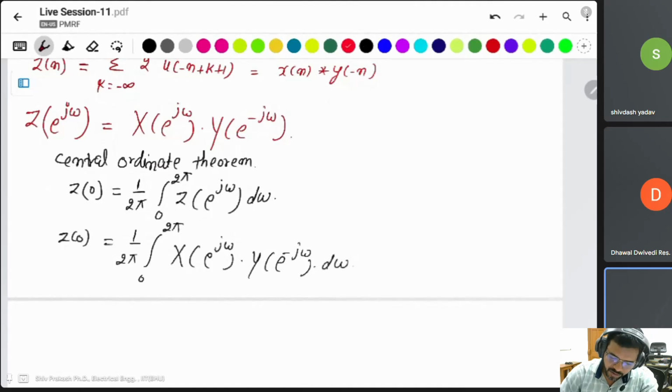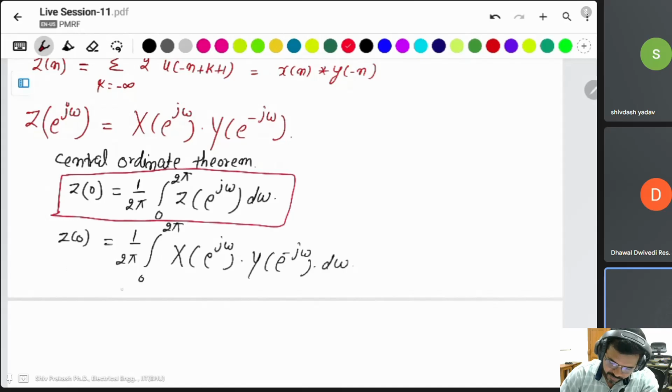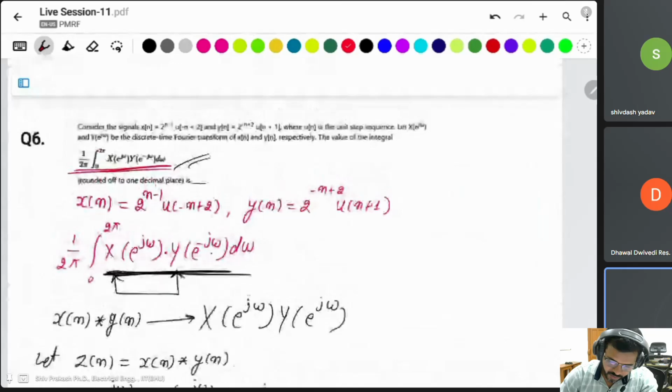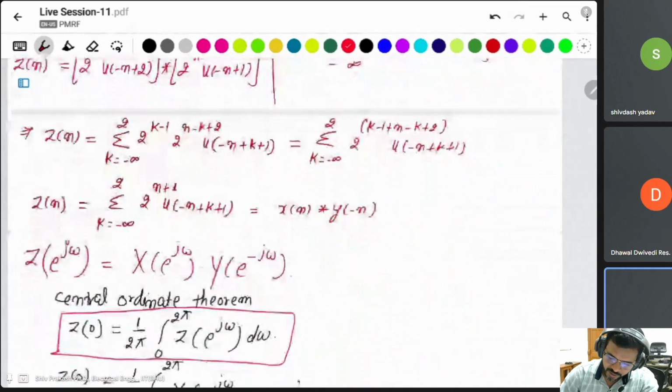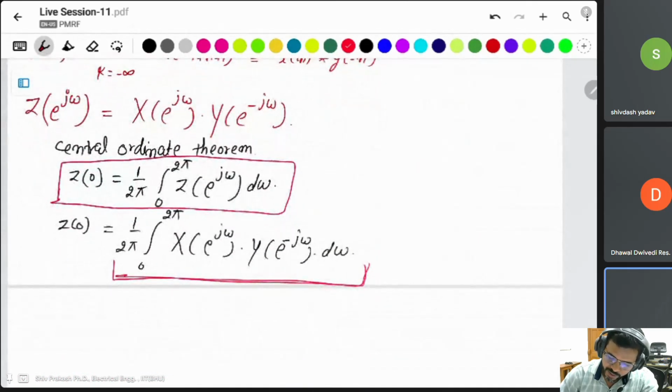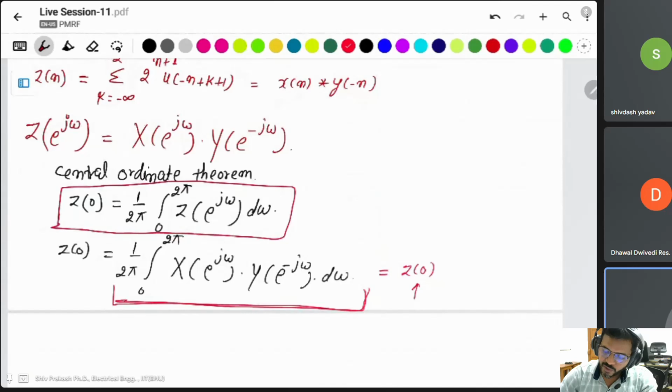In the question, it is asking this value: 1 by 2π integration from 0 to 2π of X(e^jω) into Y(e^-jω) dω. By the center ordinate theorem, this value is equal to z[0]. This z is the time domain signal. Put the value n equal to 0 in the time domain signal.